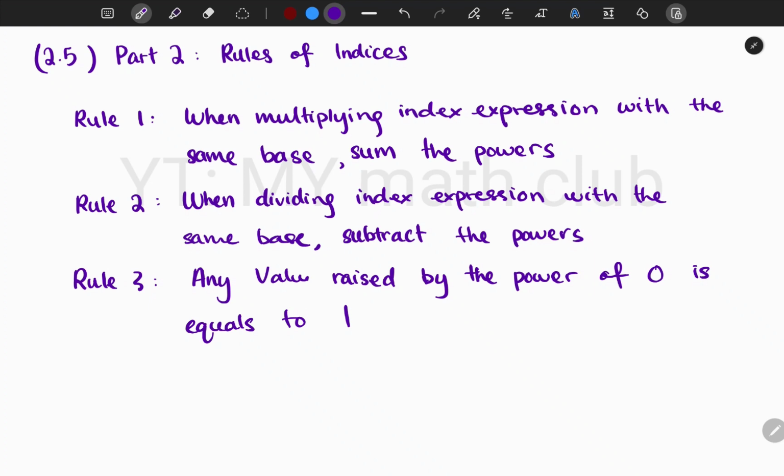In today's lesson, we will be covering the second part of chapter 2.4, where we are going to learn about the last 3 rules of indices. Just a quick recap on the first 3 rules that we learned in the previous video.